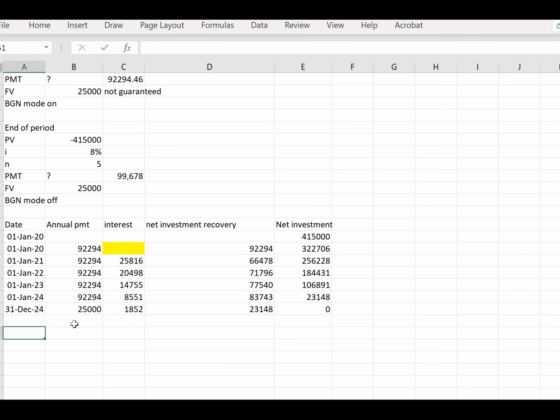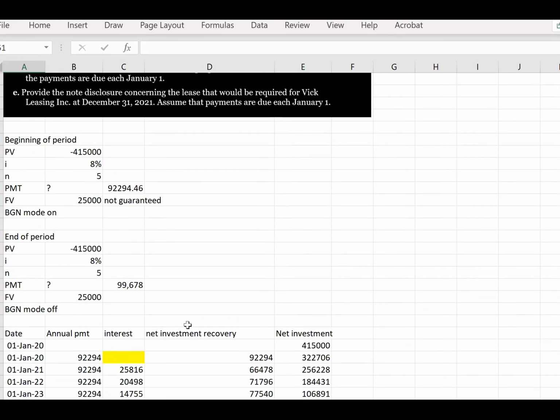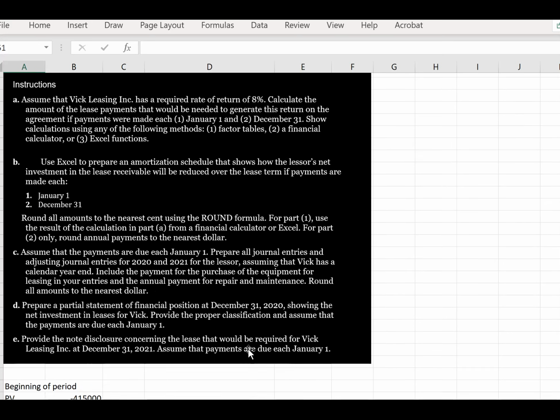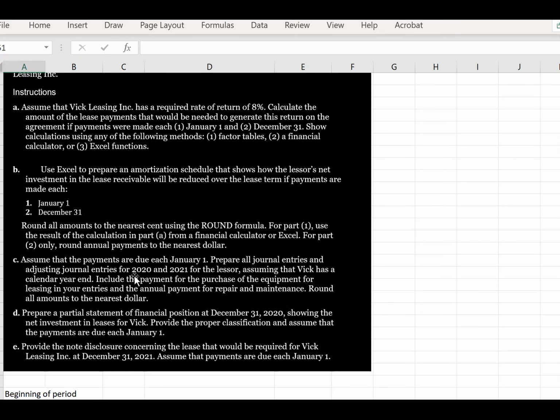So we're asked to prepare the journal entries and adjusting entries. Okay, so let's get started here. So actually, sorry, we skipped over B. Use Excel to prepare an amortization schedule that shows how the lessor's net investment will be reduced if the payments are made each January 1st or December 31st.